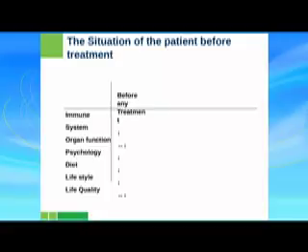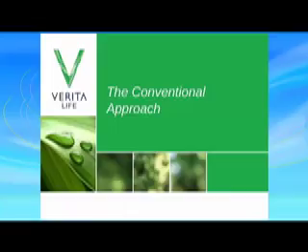So this is the summary before the treatment, and I will make this summary also for a patient after a conventional treatment and after a complementary treatment. Let's come to conventional treatments. There are three main conventional treatments, as we all know: surgery, chemotherapy, and radiotherapy.